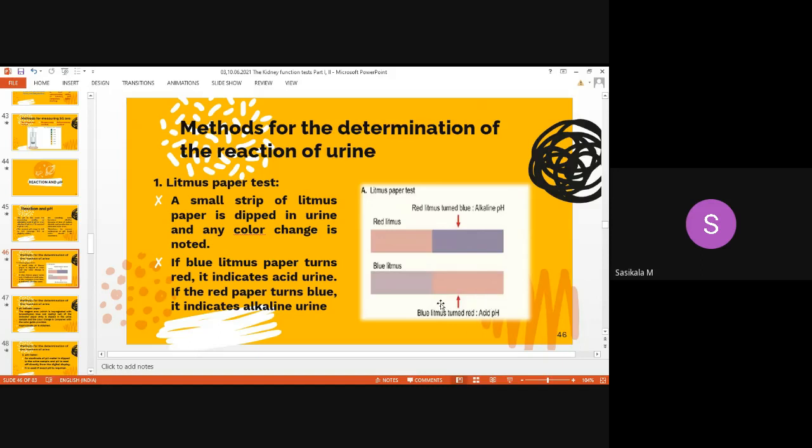So to check acidity, we need to use blue litmus. To check alkalinity of urine, we need to use red litmus. You should have performed the normal pH test for any chemicals. Similarly, it is tested for urine also.